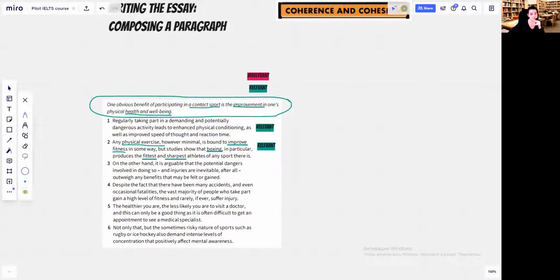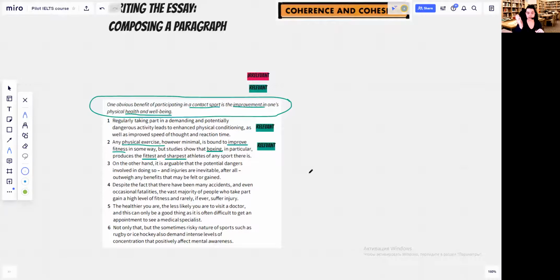Does it refer to a contact sport? Yes, it does, because the author mentions that there are potential dangers in doing so, because contact sports are dangerous, aren't they? Injuries are inevitable. Yeah, you could say that. But does the development actually develop the topic sentence? I don't think so. In fact, it directly contradicts what the topic sentence said.